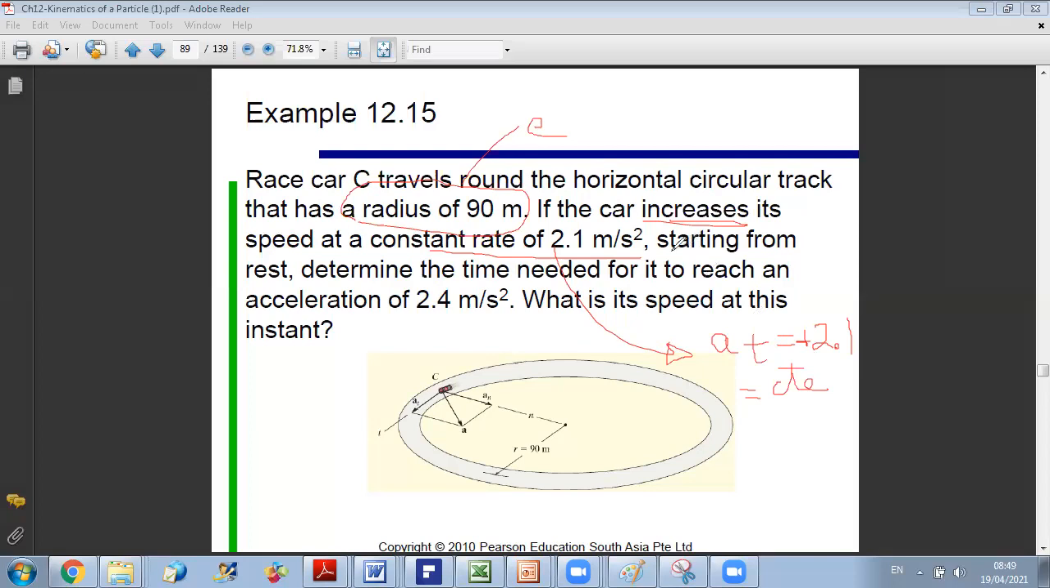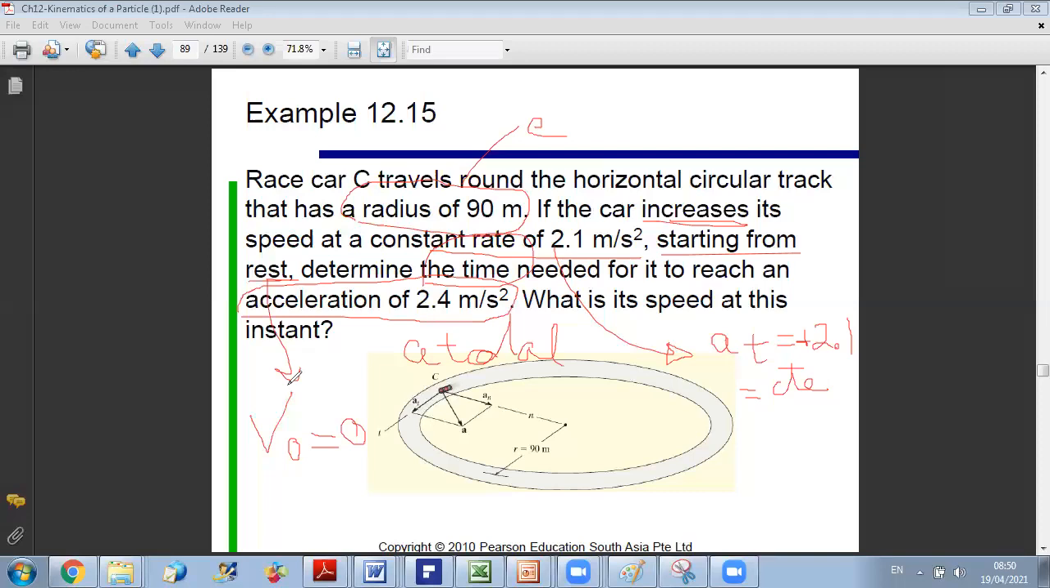Now, they are telling us that the system is starting from rest. So V0 is equal to 0. And we want to determine the time needed for it to reach an acceleration of 2.4. When I just say acceleration, this means this is the total acceleration, okay? So we know the magnitude of the total acceleration. We need to determine what is the time needed to reach this acceleration and what will be the corresponding speed at this instant.